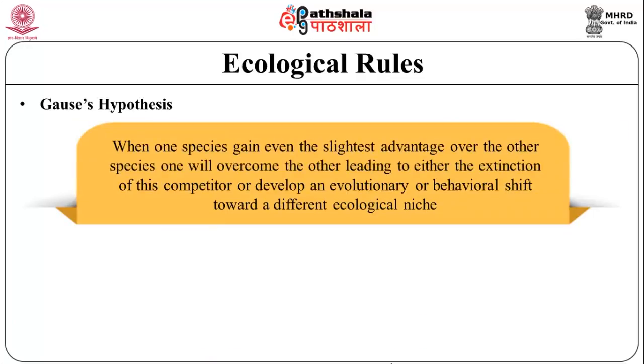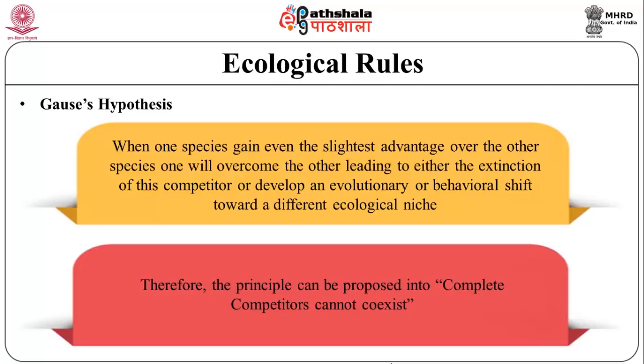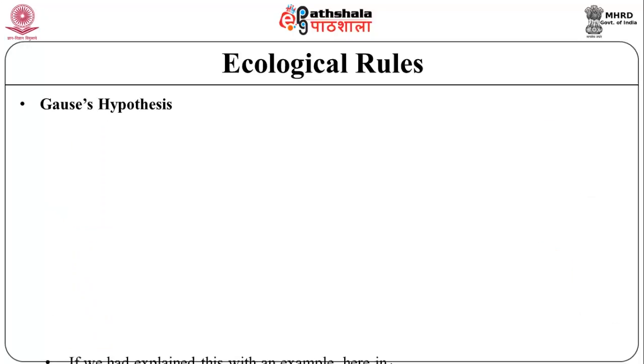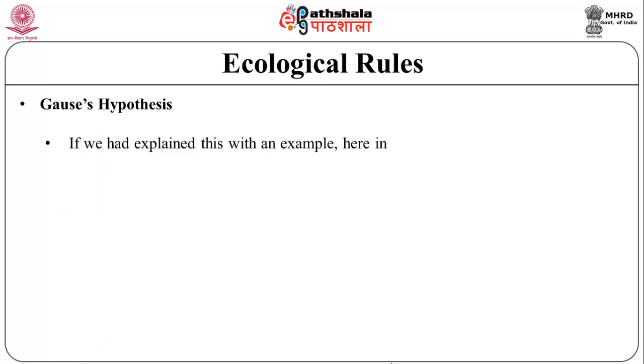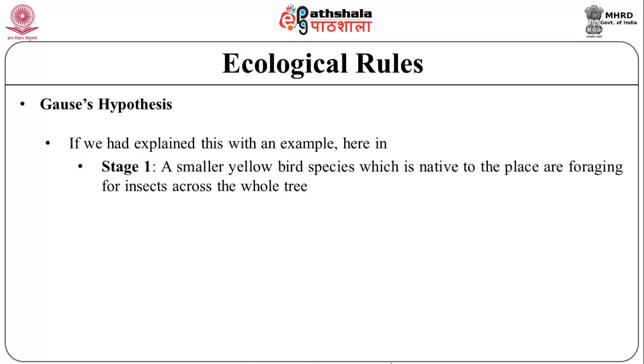When one species gains even the slightest advantage over the other species, one will overcome the other, leading to either the extinction of this competitor or an evolutionary or behavioral shift towards a different ecological niche. Therefore, the principle can be proposed as: complete competitors cannot coexist. If we explain this with an example, here in this figure you can see in stage 1 a smaller yellow bird species which is native to the place is foraging for insects across the whole tree.